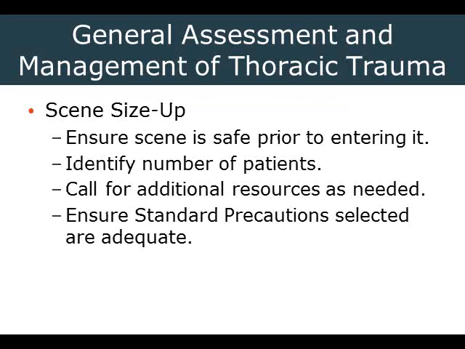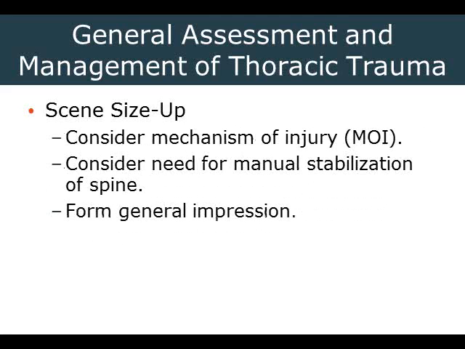So during our scene size-up, of course, we're going to ensure that the scene is safe prior to us entering it. Remember, a lot of things that have the potential to cause thoracic trauma have the potential to cause trauma to us. Shootings, stabbings, car crashes, and so on and so forth. Number of patients, call for additional resources, and ensure standard precautions. Consider the mechanism of injury and look for the potential to need to do C-spine immobilization.